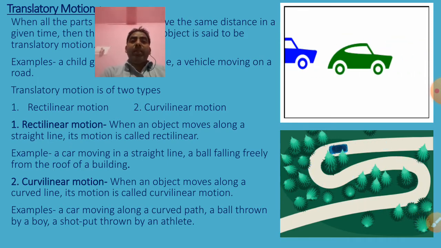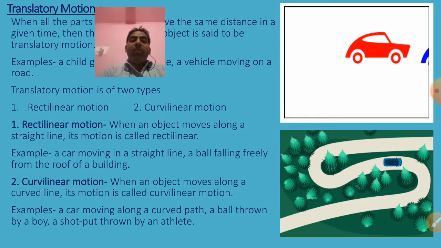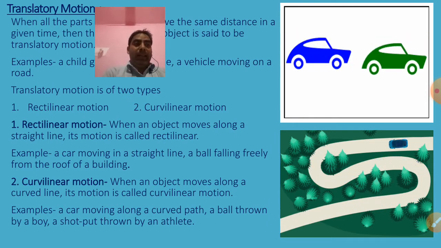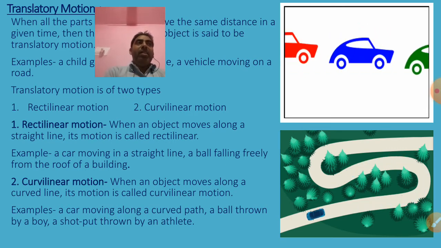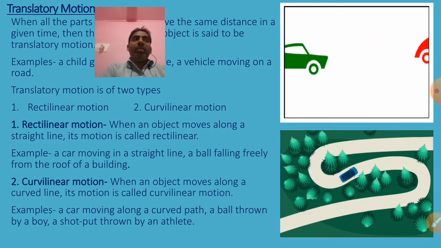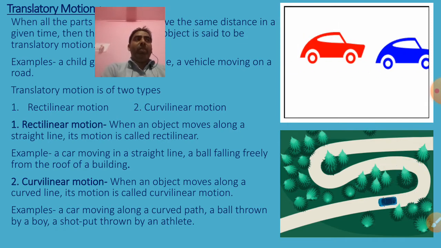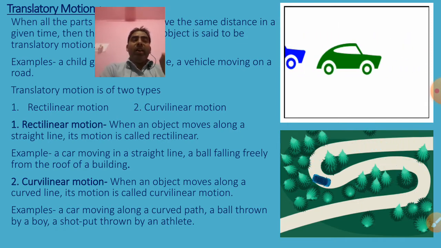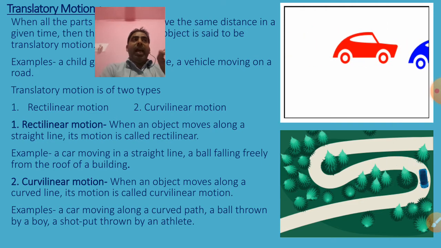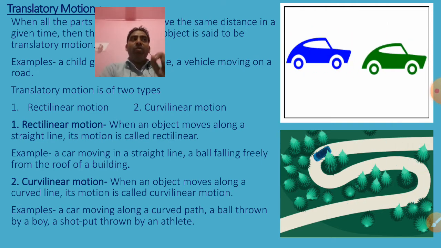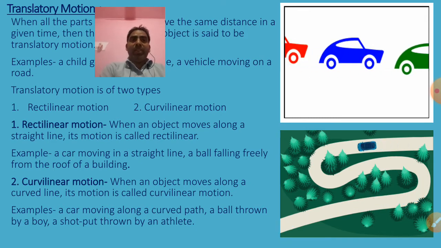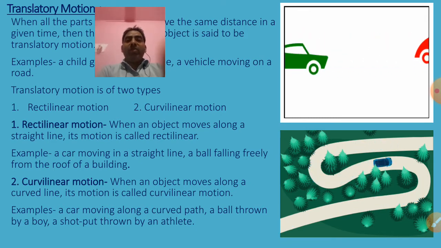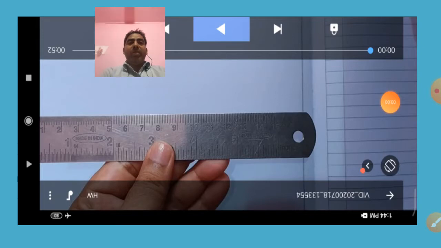What are the examples? A ball falling freely from the roof of a building is also called rectilinear. An apple when it falls from a tree comes straight down. Movement of a striker on a carom board, and a battalion moving in a parade. Now the next one is curvilinear.